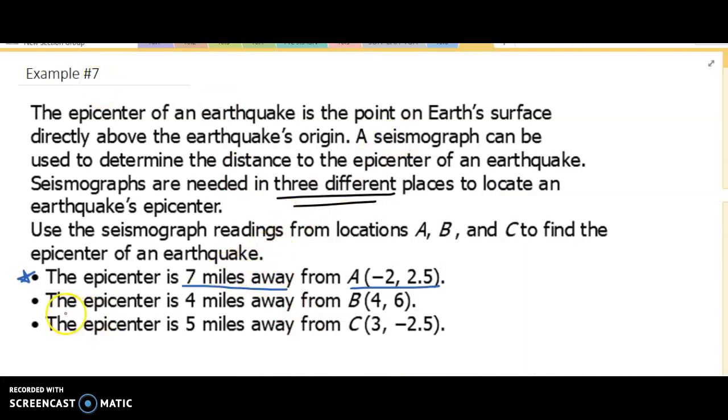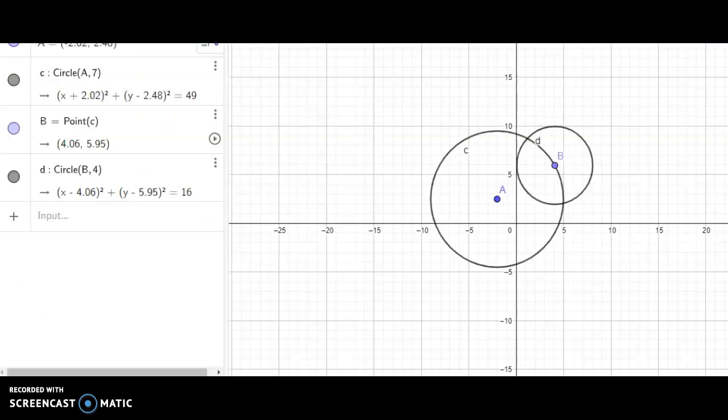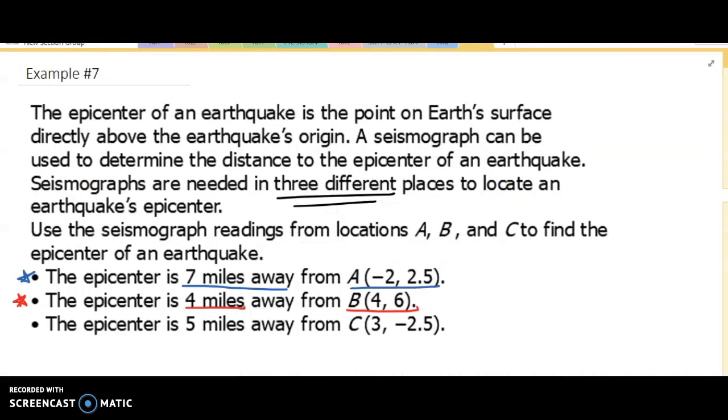We know there's an epicenter that's 4 miles away from B, which is 4, 6. So I've drawn a circle centered at 4, 6 with a radius of 4 miles. The epicenter has to be somewhere on this circle as well. If you can see, there are 2 points, this one here and this one here, that satisfy the first 2 stipulations. Now let's look at the third stipulation.